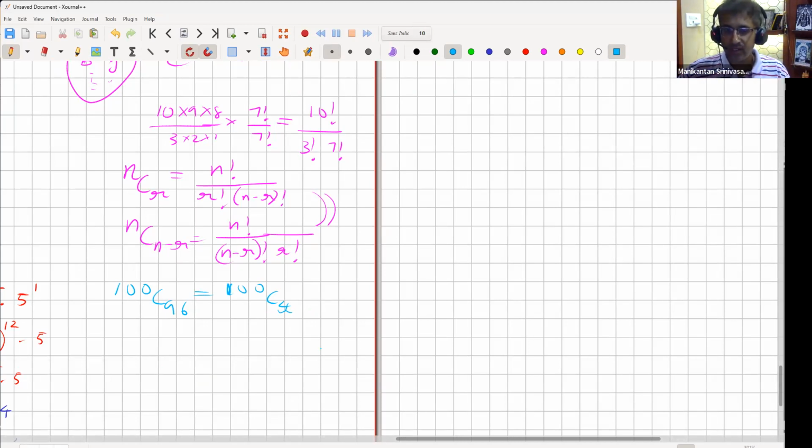So the act of selecting 4 is automatically equivalent to the act of selecting 96, because we only care how many ways to select. What we do with that selection is a different thing. If you're able to partition 4, the other 96 are already partitioned, right? So it's always easy to think in terms of smaller numbers. So 100 choose 96 is the same as 100 choose 4.